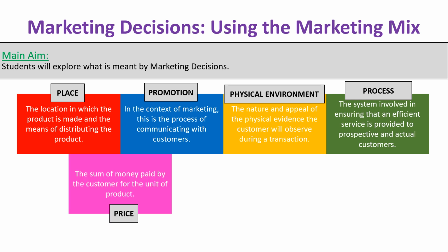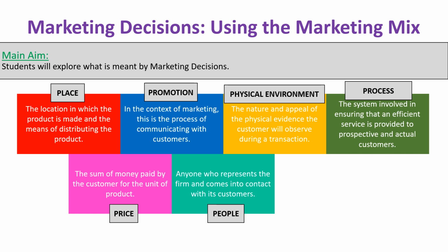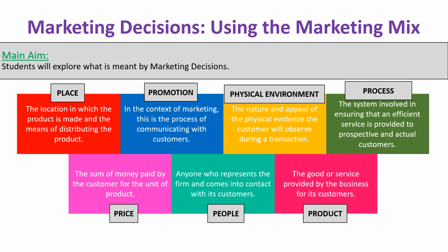Another one we will look at is price. This is the sum of money paid by the customer for the unit of the product. If you have seen in my previous video, we looked at pricing strategies where we covered competitive pricing, penetration pricing, and price skimming. Another component of the marketing mix is people. Anyone who represents the firm and comes into contact with its customers are the people of the business, and these are vital for the selling of the products. And it is all about ensuring effective customer service.